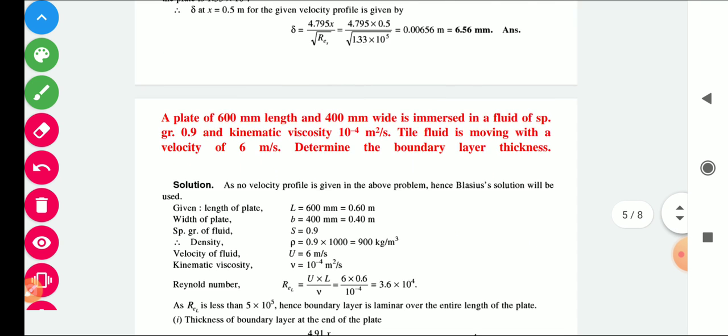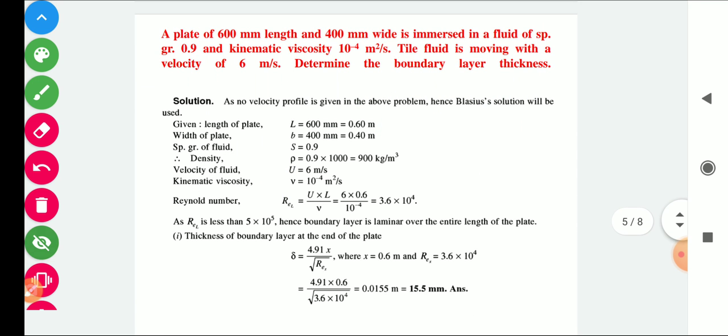Now moving to the next problem. A plate of 600 mm length and 400 mm width is immersed in a fluid of specific gravity 0.9 and kinematic viscosity 10 into 10 to the power minus 4 meter square per second. The fluid is moving with a velocity of 6 meter per second. Determine the boundary layer thickness. So again we need to calculate the value of delta.